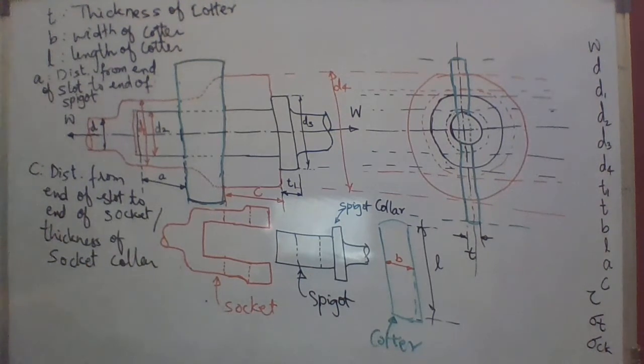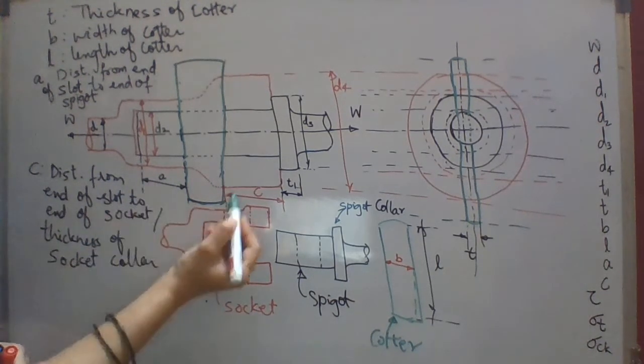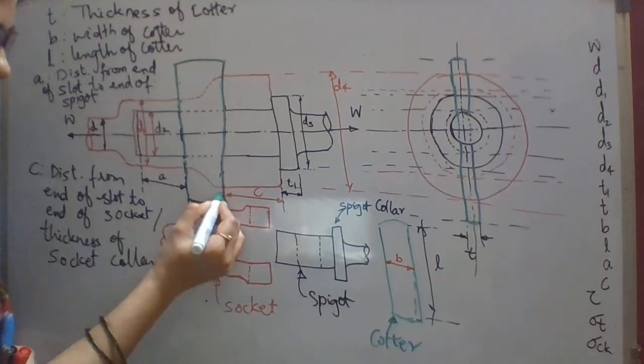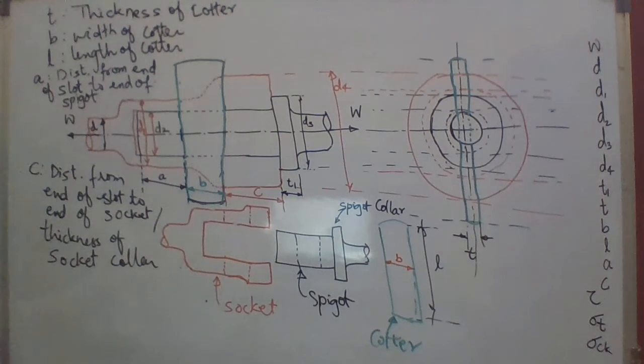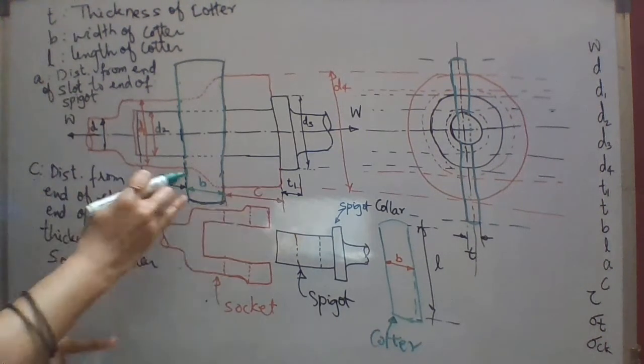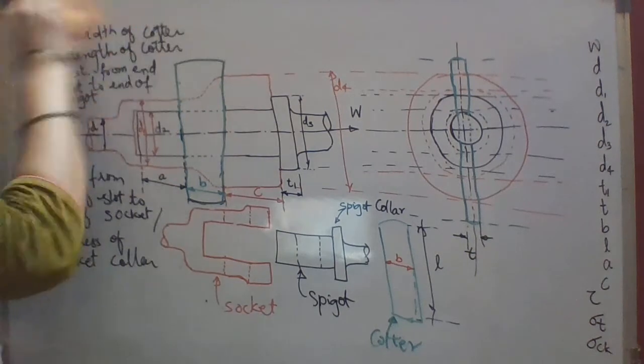C. Now you can see these three. This distance is A and this distance is C, and in between is B, the width of the cotter. So this total length is A, B and C. Now we'll write these different strengths.